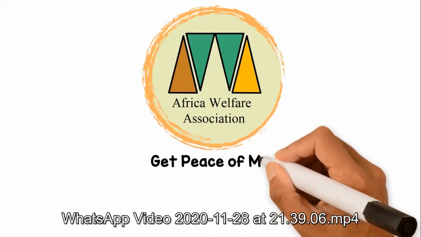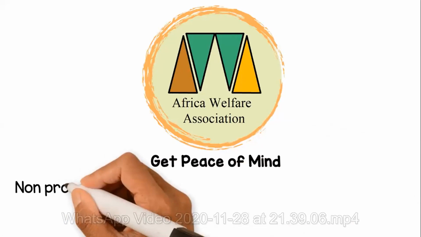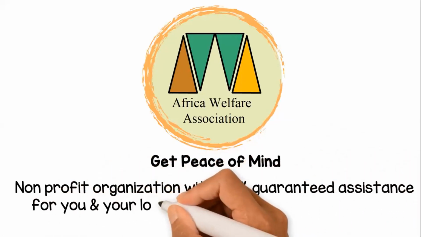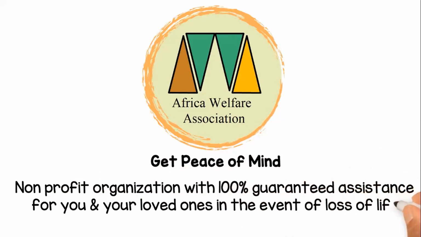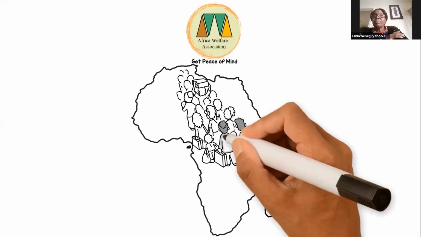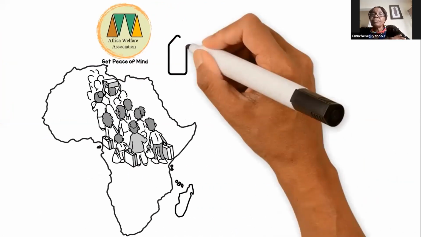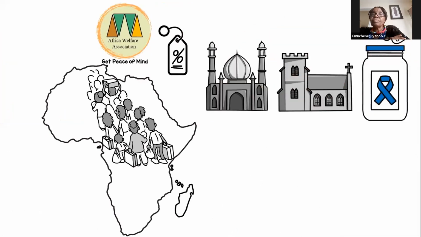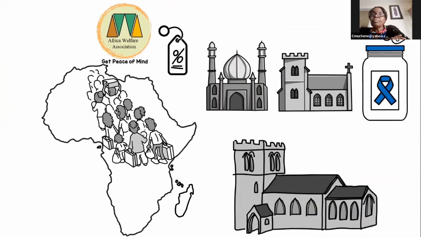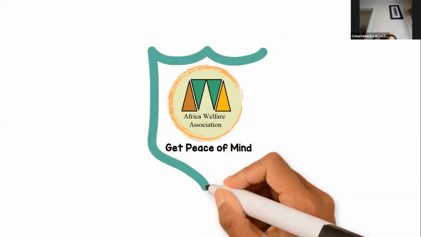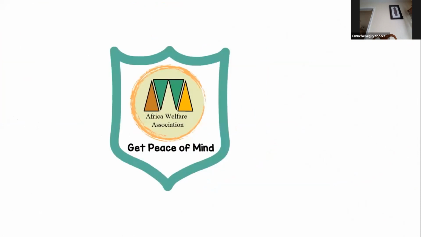Africa Welfare Association, AWA, is a non-profit organization with 100% guaranteed assistance for you and your loved ones in the event of loss of life. AWA membership is open to all individuals from the African diaspora. Discounted rates are offered to benevolent funds, religious, women's and self-help groups, etc. The AWA model is backed by insurance and is therefore not dependent on member subscription.